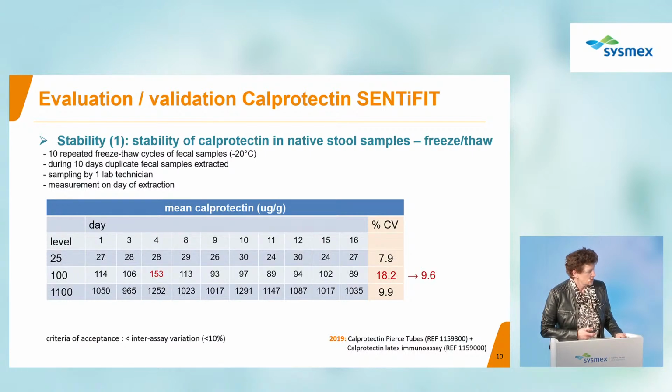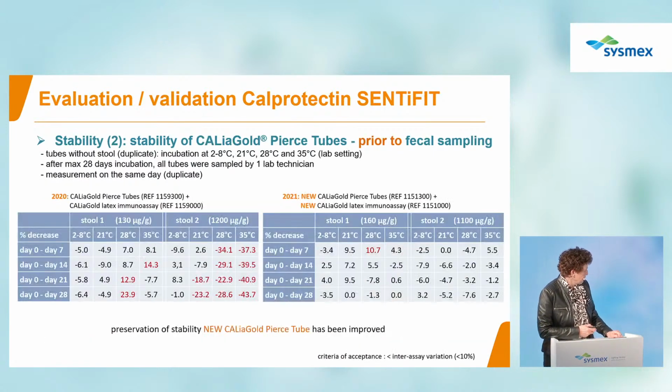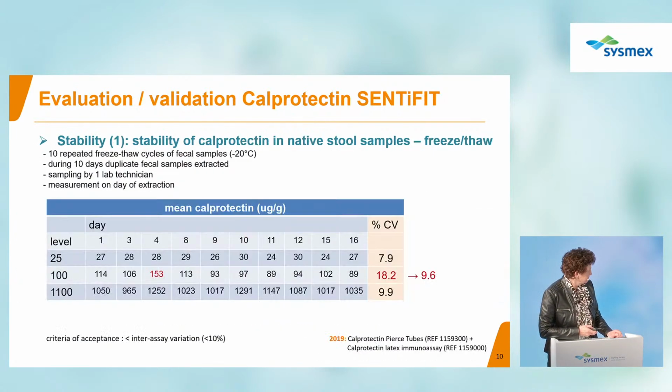Then we looked at the stability of the tubes and the stability of the stool, and we performed 10 repeated freeze-thaw cycles of the fecal samples. Then we measured a duplicate fecal sample and extracted that in duplicate, and the sampling was performed by one technician, and the measurement was performed on the day of extraction. What we see here are the different levels. Oh, one back.